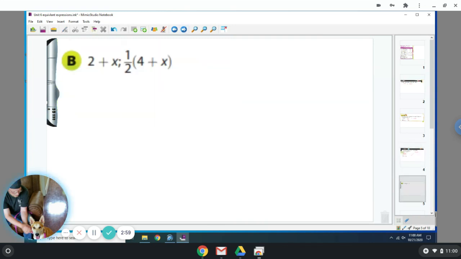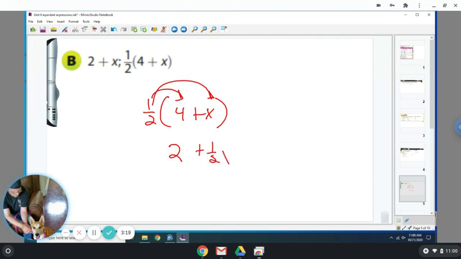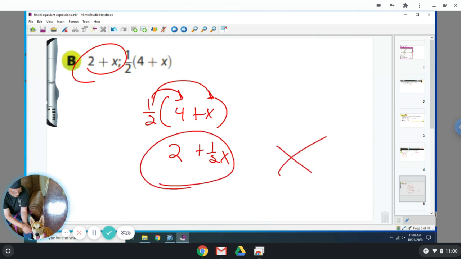All right, let's try this again. So we have 1/2(4 plus x), and we're going to distribute that. So we're going to do 1/2 times 4 and 1/2 times x. So 1/2 times 4 is basically the same thing as 4 divided by 2, which is 2. And then 1/2 times x is just 1/2 x. And this does not equal this, so that's wrong. It's very close, but it's wrong.